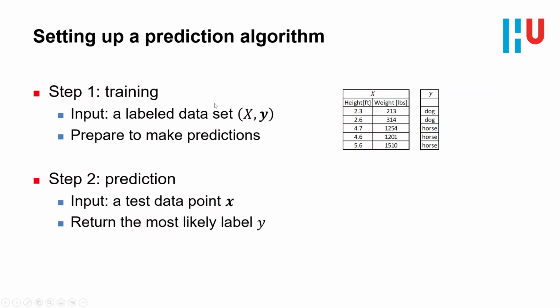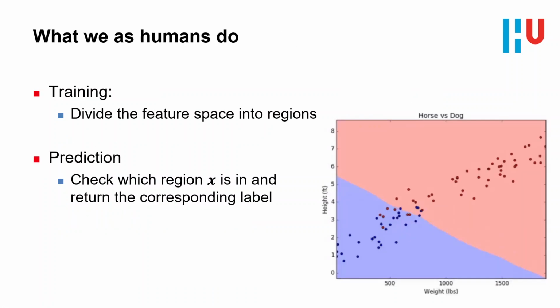Basically we train the model, and after we have trained the model, we want to input a new data point and see what is the most likely label Y. So if we got something like 3 feet high and weight 200 lbs, then we would assume it's a dog. So how do we do this as humans?